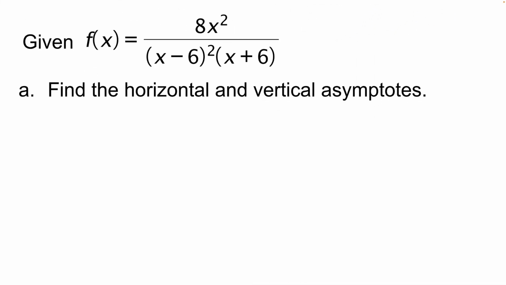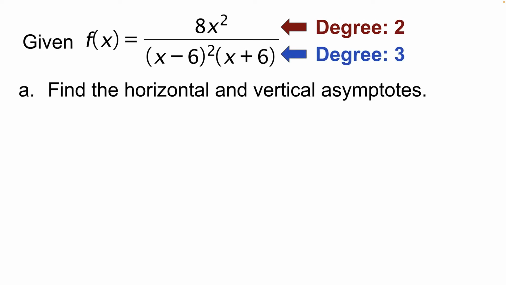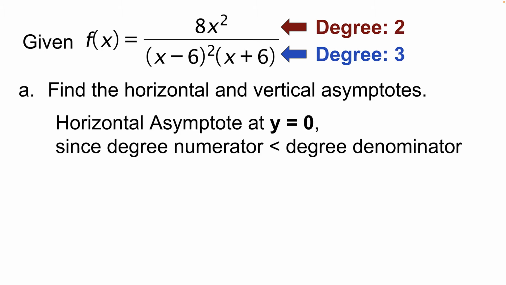So looking at our function, if we want to find the horizontal asymptote, we first need to look at the degree of the numerator and the denominator. The degree of the numerator is 2, and the degree of the denominator is 3, because that first factor x minus 6 is squared, plus the x from the x plus 6 factor. So since the degree of the numerator is smaller than the degree of the denominator, there is a horizontal asymptote at y equals 0. Now let's find the vertical asymptote for this function.